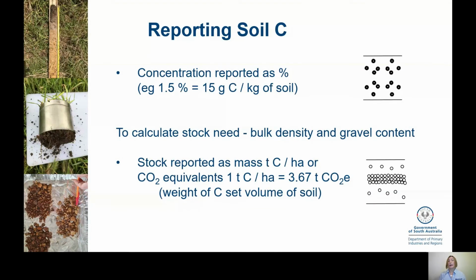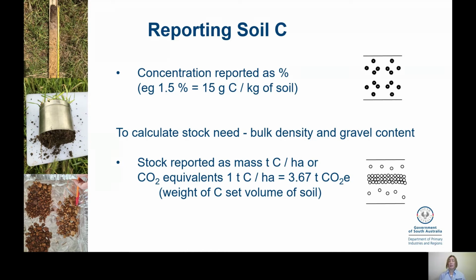When we talk about reporting carbon, when we get our carbon results back from our soil tests, they're generally reported as a concentration. So we have it as a percentage. If you have 1.5% carbon in your soil, you're looking at 15 grams of carbon per kilogram of soil.